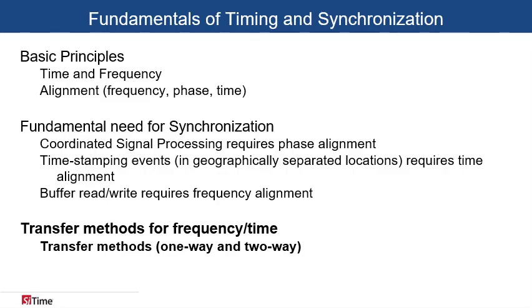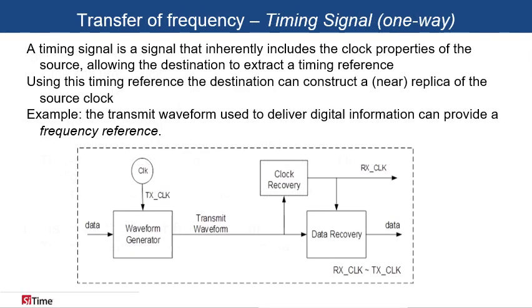I'm going to talk next about the transfer methods. So this is how you deliver timing information from one point to another. You need to do that in order to synchronize two clocks. Take the example of transmission of a bit stream.